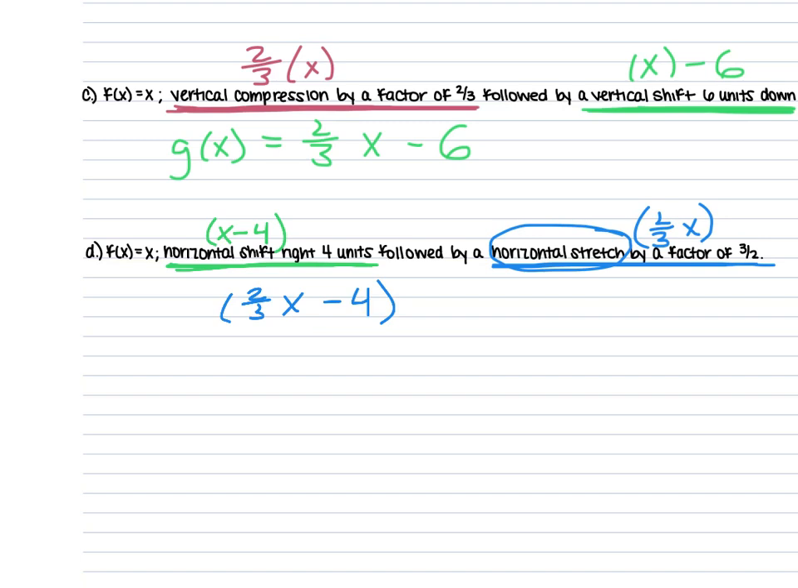Ms. Carter, why did the number change? The number for the horizontal stretch fraction? Yeah. Because when it's horizontal, we have to do the reciprocal. Oh, okay. So our g of x is equal to 2/3 times x minus 4.